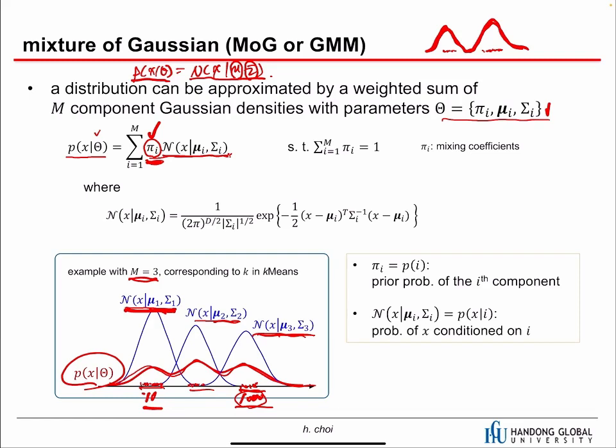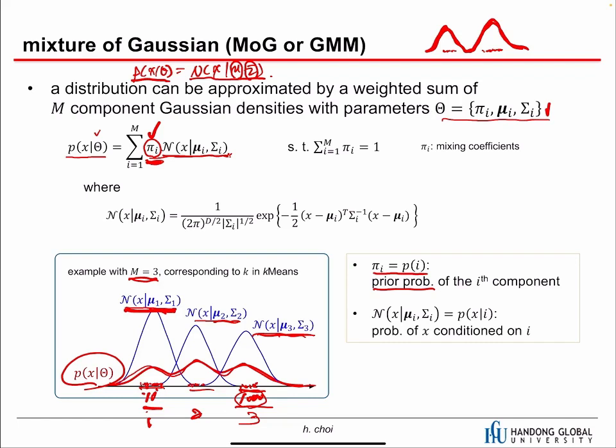And pi sub i is the probability of i, the probability of the component. So this one is 1, this one is 2, and this one is 3. So we have 3 components, and the prior probability can be approximated by the number of samples, roughly speaking. We'll see the exact equation later.